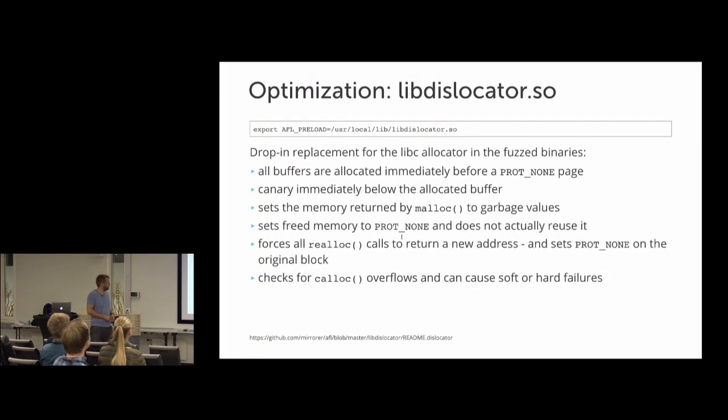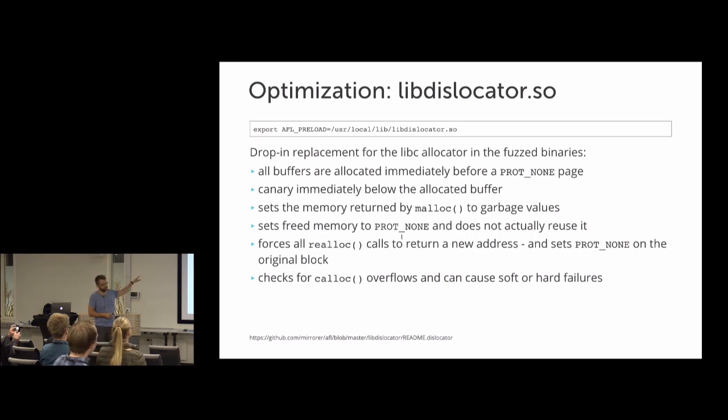AFL also comes with something called a libdislocator. Libdislocator is a drop-in for the libc allocator. And what it's going to do is quite clever. It's going to add these guard pages around everything that you allocate in your code. So if you allocate a piece on the heap, it's going to allocate it just next to a guard page. So if you try to read outside this piece of heap that you've allocated, it's going to crash because it's going to hit the guard page. Similarly, if you free something, it's going to mark that as a guard page. So you can't really go back and read something that you already freed. And so it adds a lot of these things to your code.